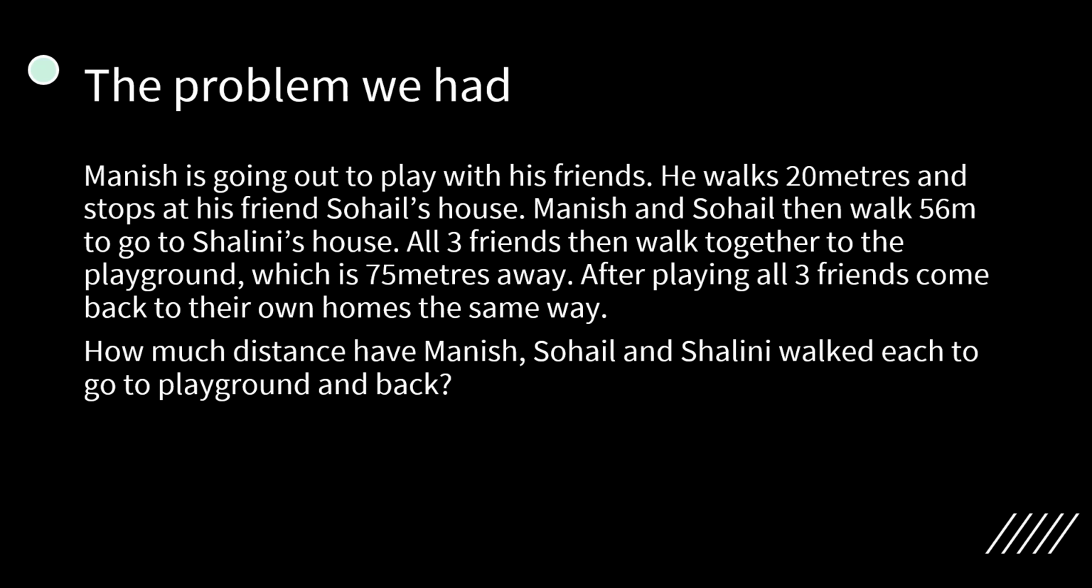Manish is going out to play with his friends. He walks 20 meters and stops at his friend Sohail's house. Manish and Sohail then walk 56 meters to go to Shalini's house. All three friends then walk together to the playground, which is 75 meters away. After playing, all three friends come back to their own homes the same way. How much distance have Manish, Sohail and Shalini walked each to go to the playground and back?